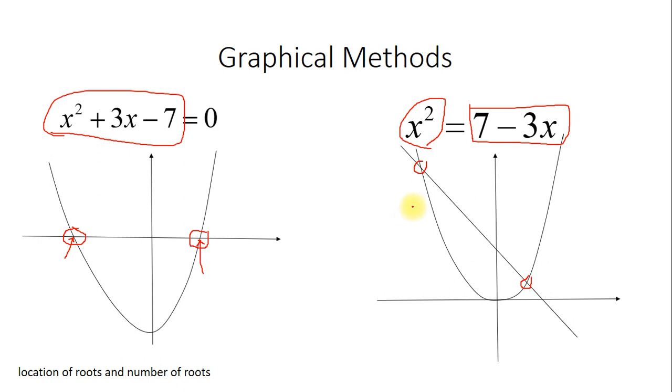Now, what is the answer for the root? So your answer for the root will be here, the x value for this point, and the other root will be here, the x value for this point. So the location of the root will be here and here.